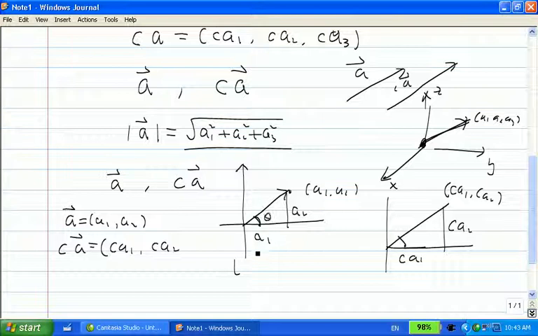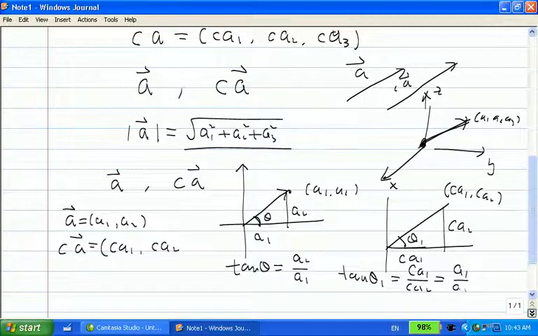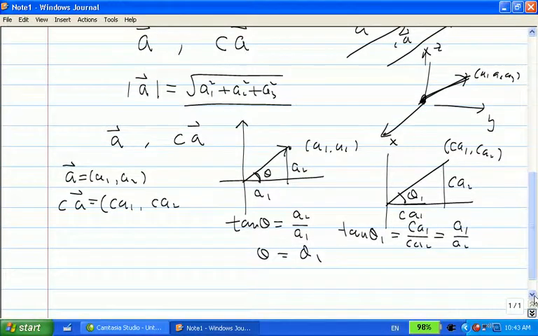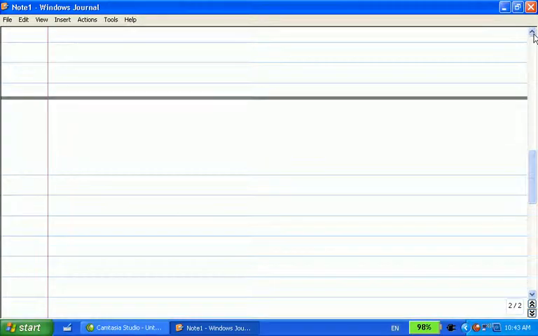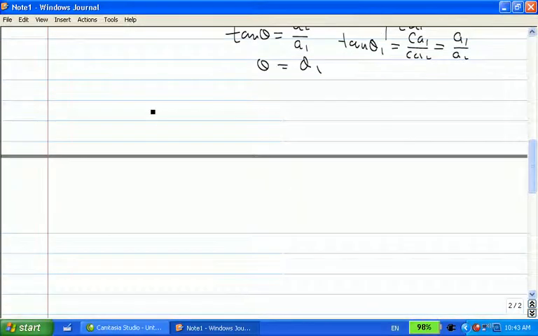Because I call this theta, tangent theta equals A2 over A1. If I call this theta 1, then tangent theta 1 will be CA1 over CA2, which is A1 over A2. That means theta equals theta 1. So this means for a given vector A, scalar times that, those two vectors will be parallel.